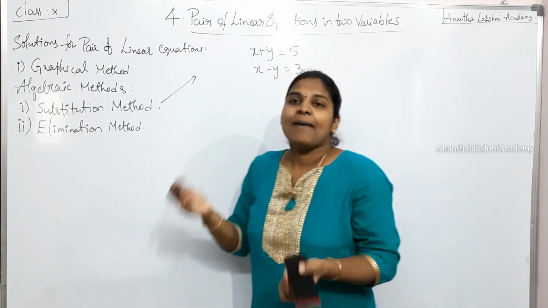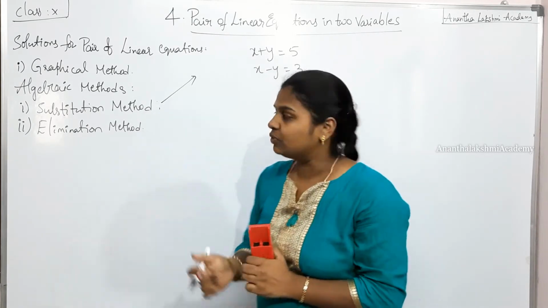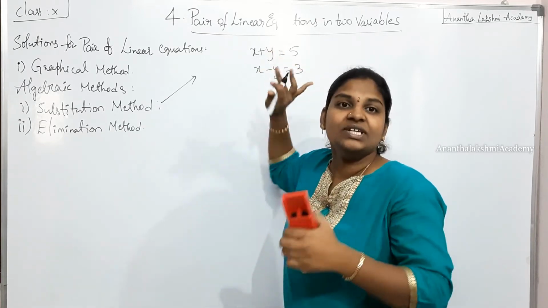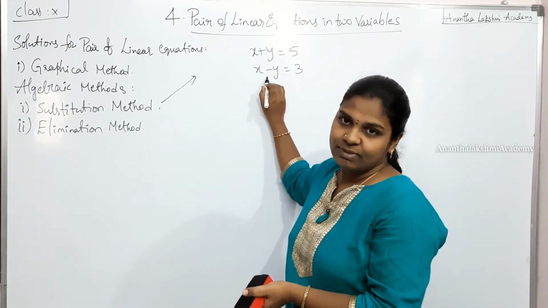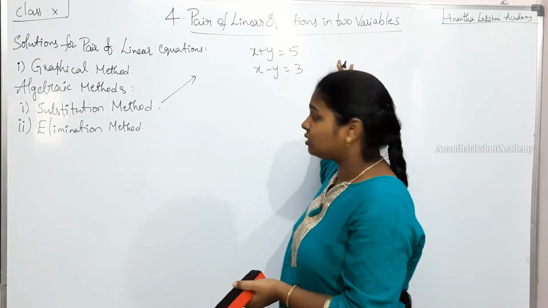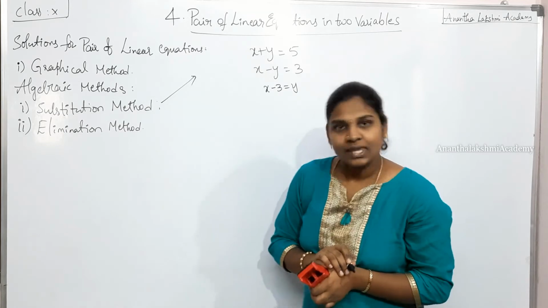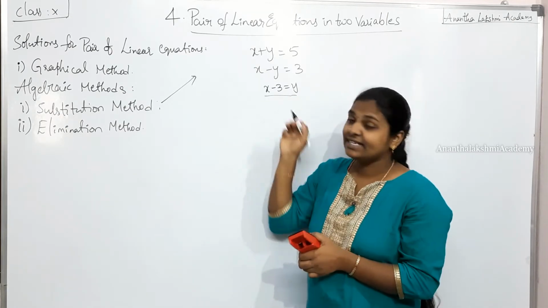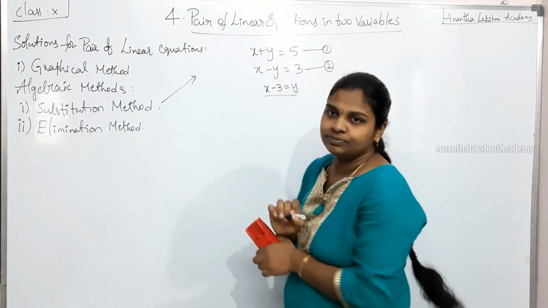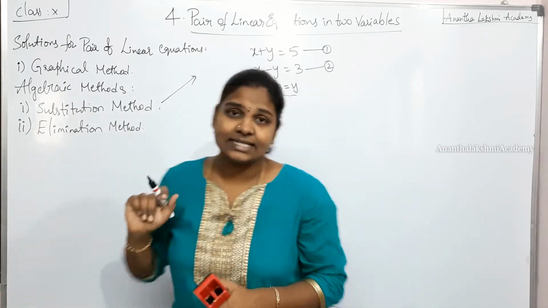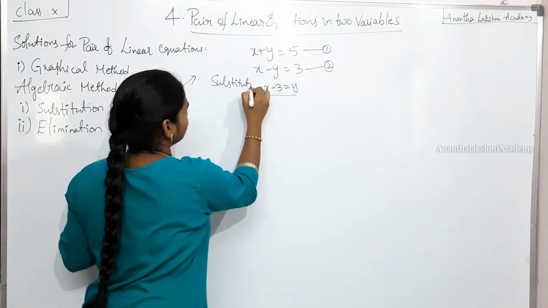Now what happens in the substitution method? What do we do in the substitution method? From one of the equations, we try getting the value of one of the variables. If you see here, in x minus y is equal to 3, if I take the y to the other side, this is going to be x minus 3 is equal to y, isn't it? Can I write it like this? Now y is equal to x minus 3. Let me call this equation 1 and this equation 2. What are we discussing? We are discussing the substitution method here, under the heading of substitution method.